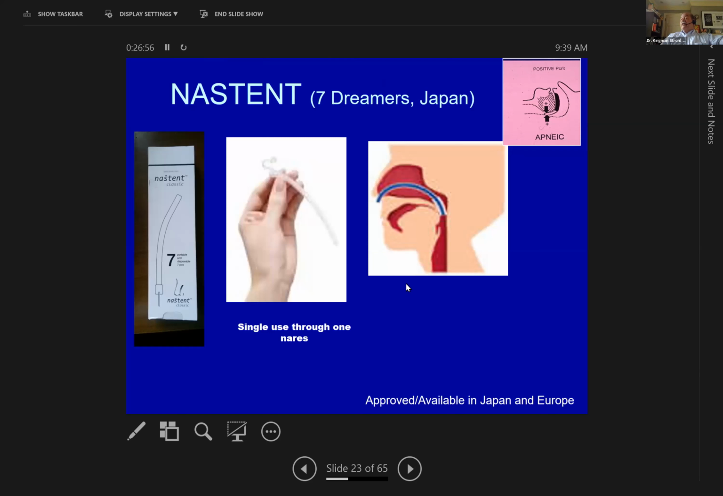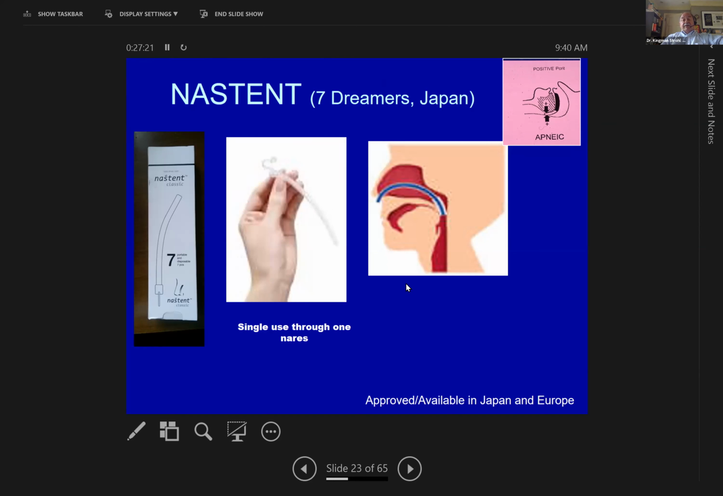So this is the Nastent. I've got them around here; I'll show them to you. They're little soft silicone tubes you can place in your nose at night. It gets you past your nasopharynx and keeps it open. It's sold in Japan and in Europe, and they're trying to see whether they can get FDA approval here in the United States. It's a cute little idea. It has a little clip to prevent it from slipping down your nose, but it does a good job there.